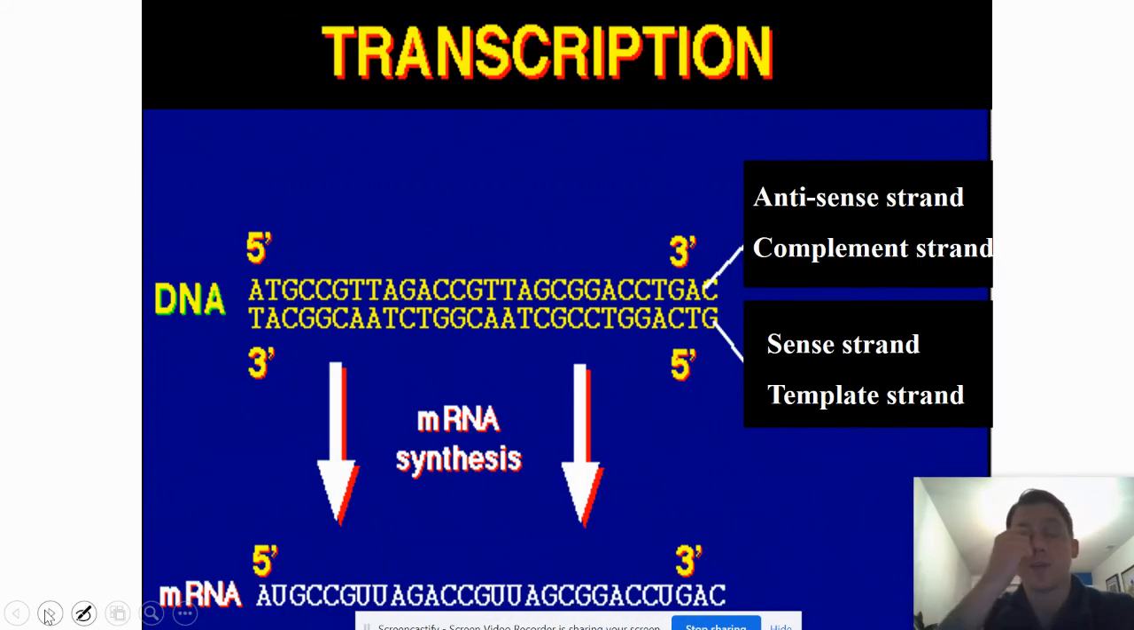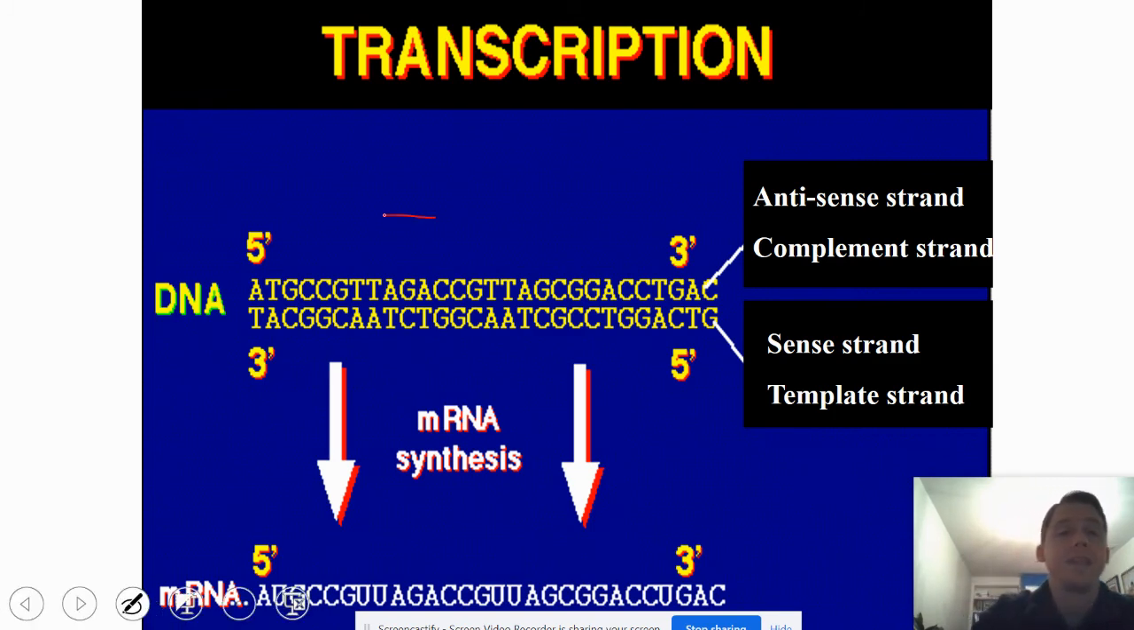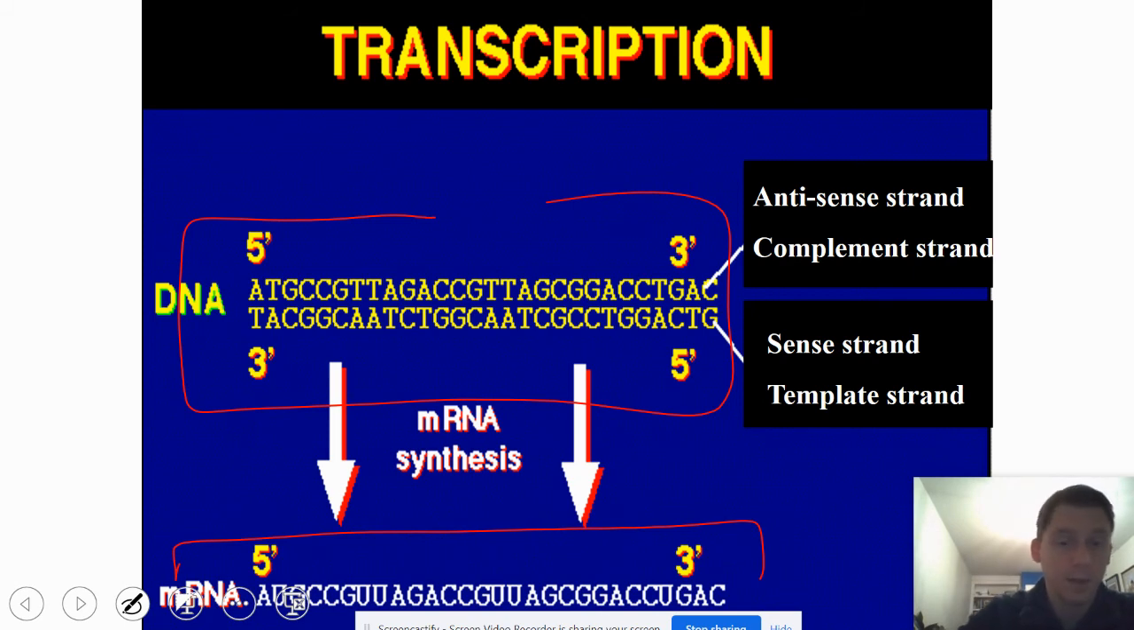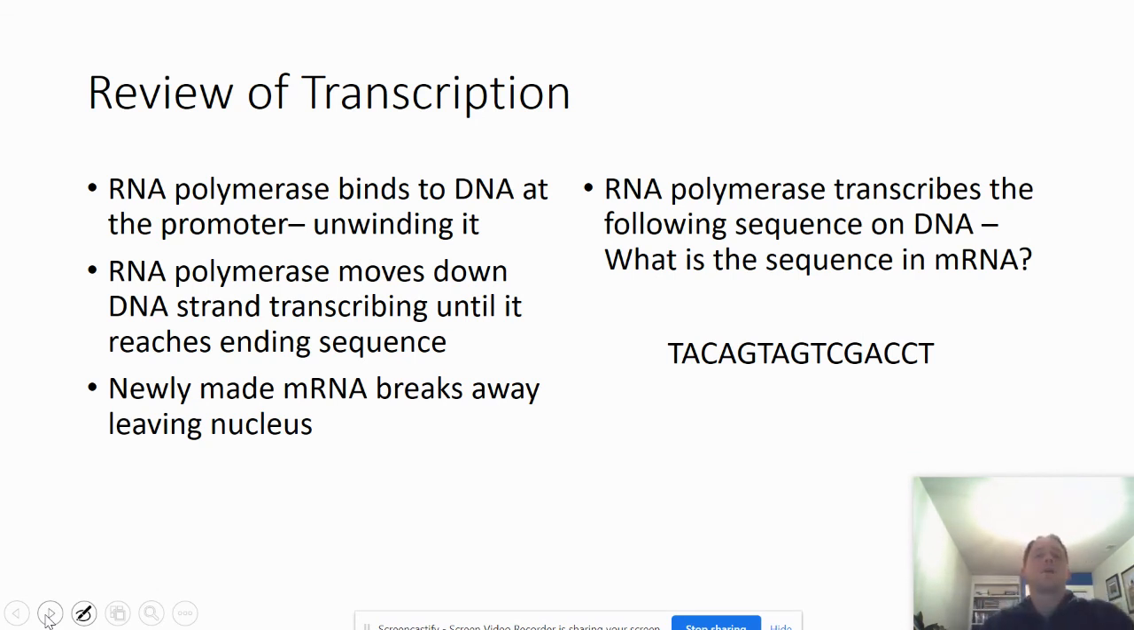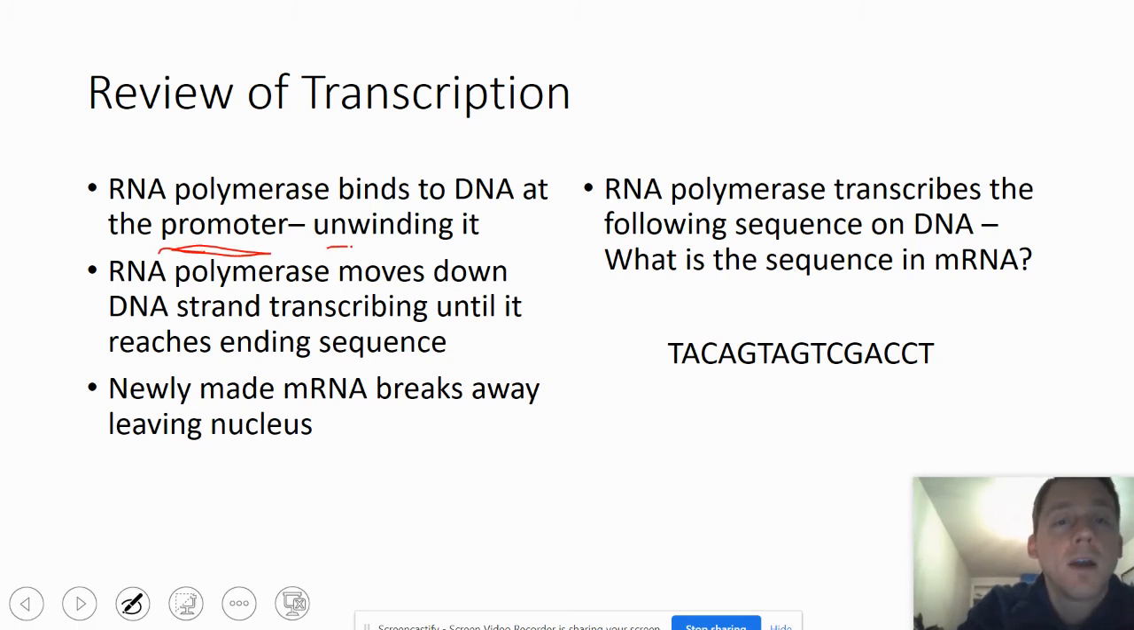And that is transcription. So we see here, we have DNA on top, and we have mRNA on the bottom that matches up correctly with that sequence. The DNA was TAC, the mRNA is AUG. So, to review, RNA polymerase binds to DNA at the promoter, and that's going to unwind the DNA. Step 2, RNA polymerase moves down the DNA strand when transcribing it until it reaches the end. And then the newly made mRNA breaks away, leaving the nucleus.